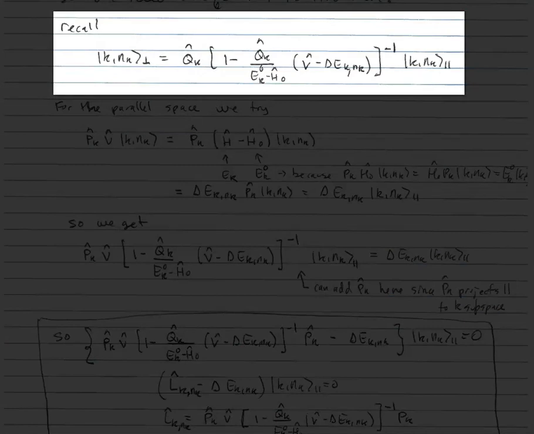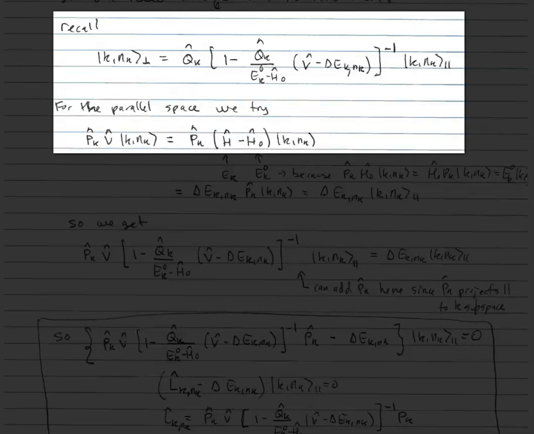Now, let's recall again that the perpendicular component is given by Qk multiplying the full state |k,nk⟩, which we broke up into the parallel component and the perpendicular component. If I hit it with a Qk, I'm only going to pick up the perpendicular component, so we'll get Qk [1 − Qk/(Ek0 − H0) (V̂ − ΔEk,nk)]⁻¹ times the state |k,nk⟩∥. And then for the parallel space, we're going to try to work with Pk V̂ acting on |k,nk⟩.